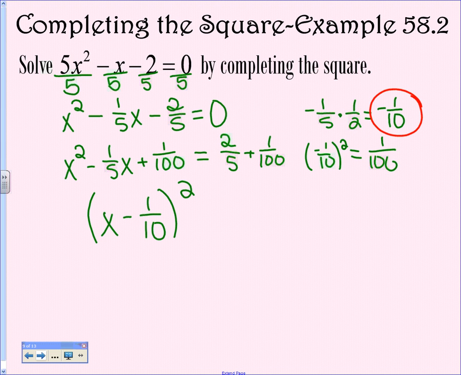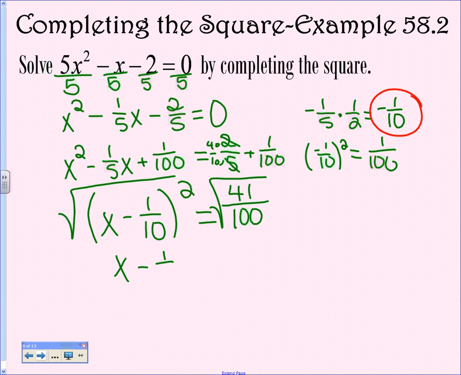So now we got to simplify the right side. 2/5 is the same thing as what over 100? 40 over 100. So what is 40 over 100 plus 1 over 100? 41 over 100. Do y'all see how that works? Okay, take the square root. What do you get on the left side?